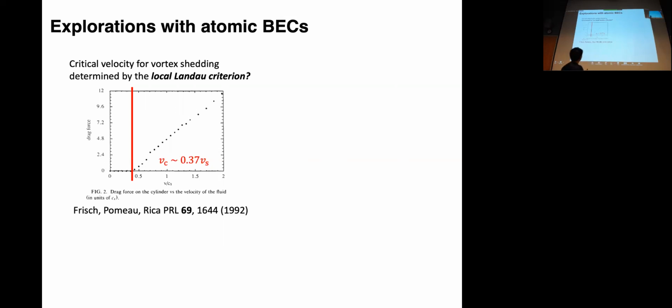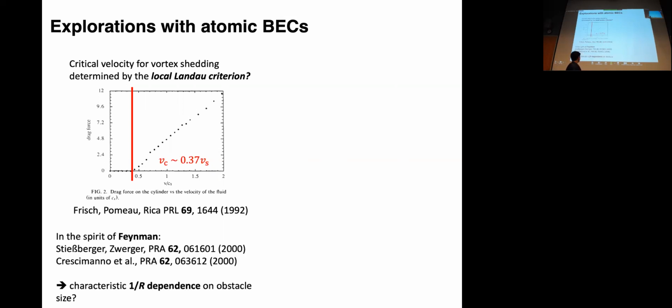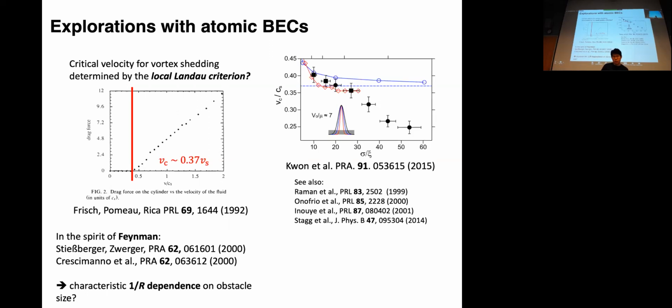Now, in addition to these numerical simulations, there have been analytical approaches to try to calculate the critical velocity for creating a vortex dipole, very much in the spirit of Feynman, by considering the energy that one needs to inject into the superfluid and the dispersion of that. These studies suggest that for sufficiently large cylindrical obstacles, there should be a characteristic 1/obstacle size dependence in the critical velocity. And so far, experimental explorations with atomic BECs seem to agree better with the notion that it should be governed by the local Landau criterion.